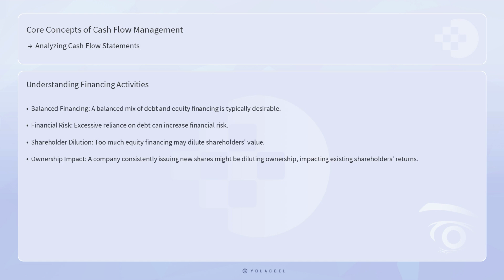Financing activities reveal the company's approach to funding its operations and growth. A balanced mix of debt and equity financing is typically desirable. Excessive reliance on debt can increase financial risk, while too much equity financing may dilute shareholders' value. Analyzing trends in financing activities helps assess the company's financial strategy and risk management. For instance, a company consistently issuing new shares might be diluting ownership, which could impact existing shareholders' returns.